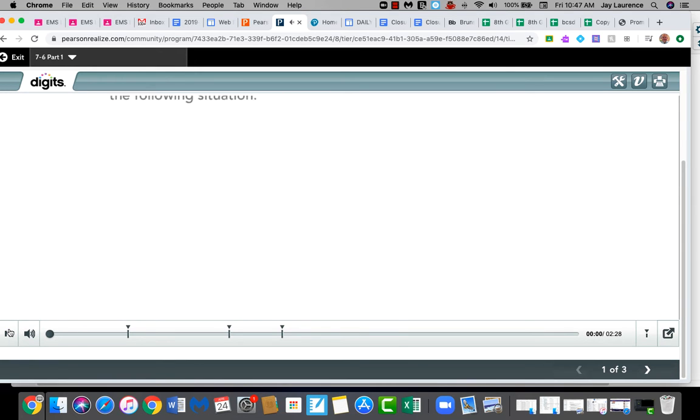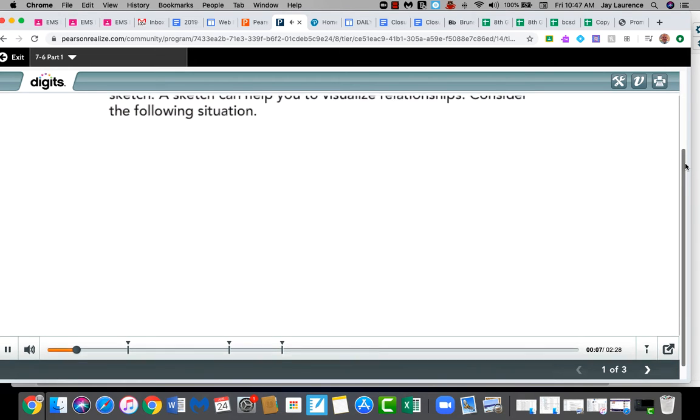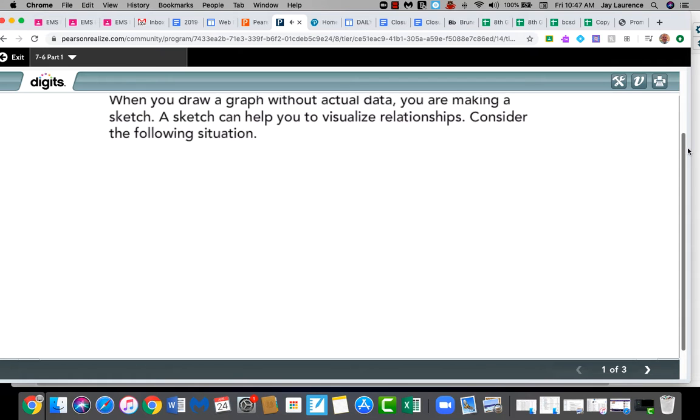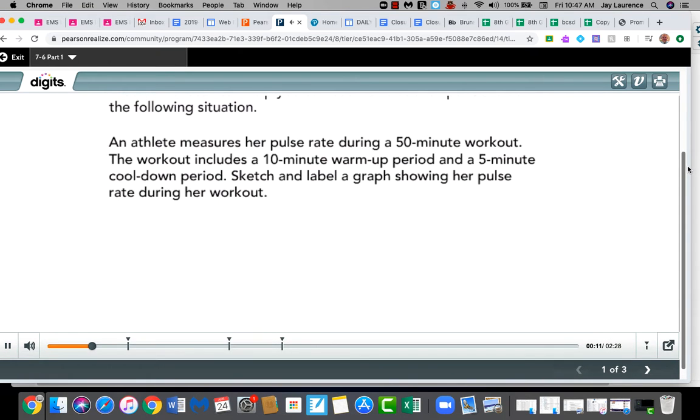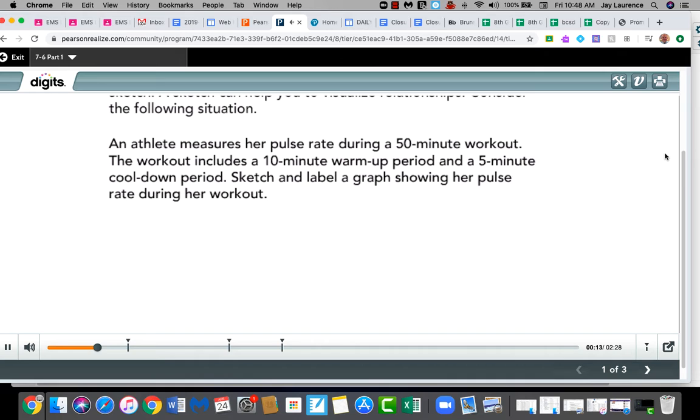Here we go. When you draw a graph without actual data, you are making a sketch. A sketch can help you to visualize relationships. Consider the following situation. An athlete measures her pulse rate during a 50-minute workout. The workout includes a 10-minute warm-up period and a 5-minute cool-down period. Sketch and label a graph showing her pulse rate during her workout.